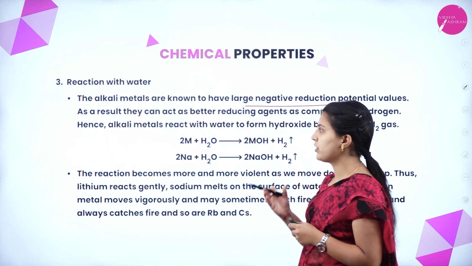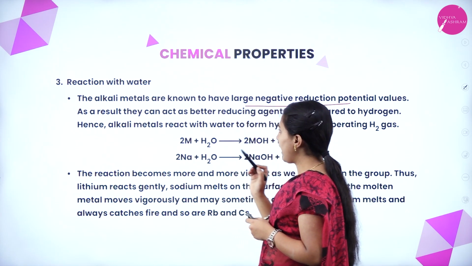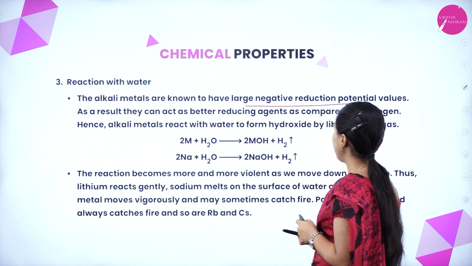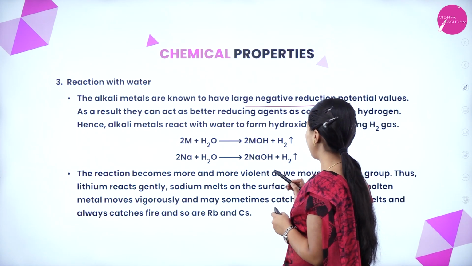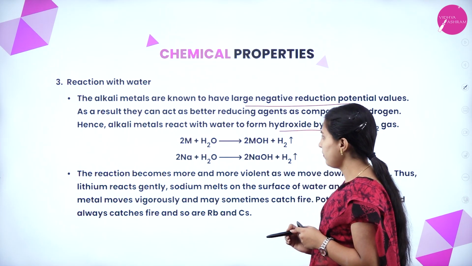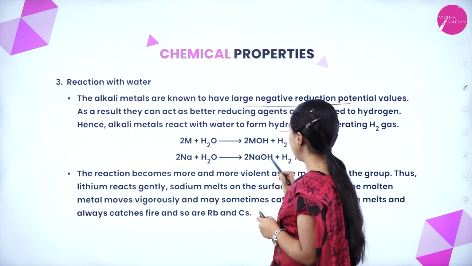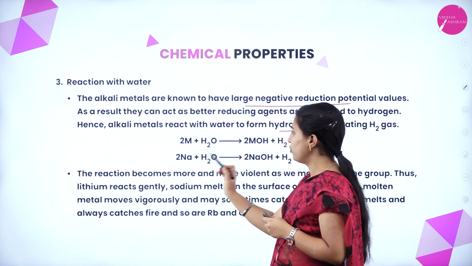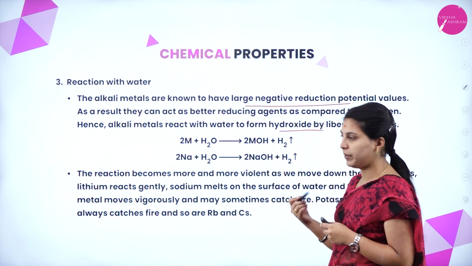It has large reduction potential values. As a result, they can act as better reducing agents as compared to hydrogen. Hence, alkali metals react with water to form hydroxide by liberating H2 gas. Metal plus water gives metal hydroxide plus hydrogen gas. Sodium, for example, plus water gives sodium hydroxide plus hydrogen gas.